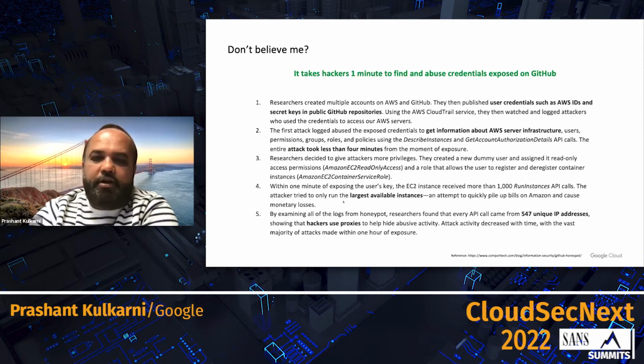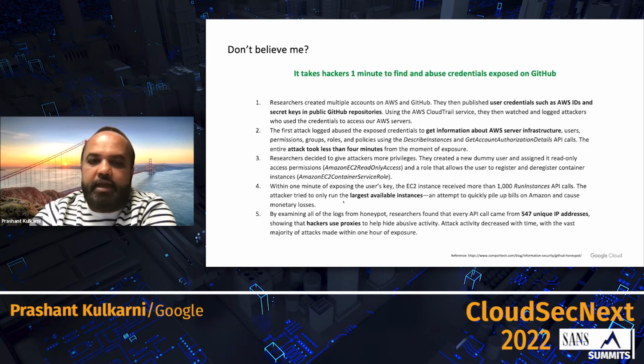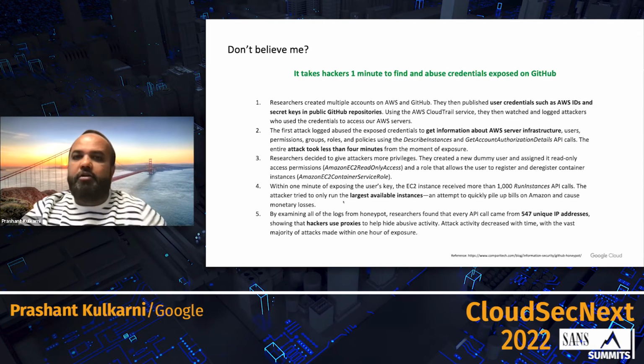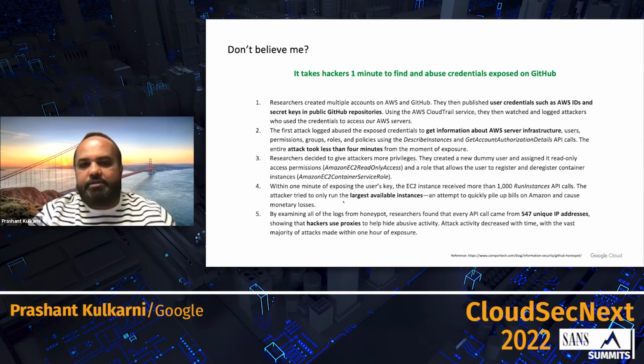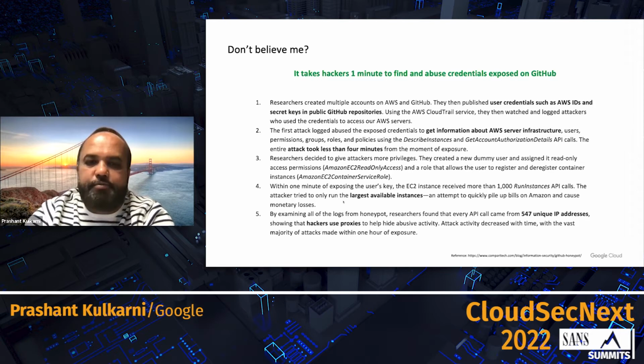And using CloudTrail, they monitored how attackers are able to exploit the key. The first attack that they saw was within less than a minute. They were able to get hold of the key and run the describe instances and get account authorization details API calls. These are the two basic API calls that tell you what privileges the AWS account has, what kind of instances it can have, and what kind of authorization the account has. And this full attack took less than 4 minutes from the moment of exposure.